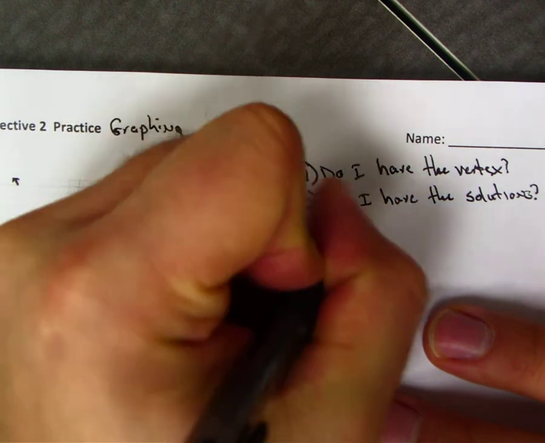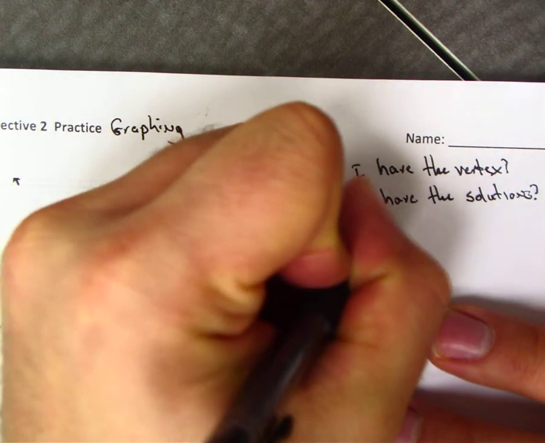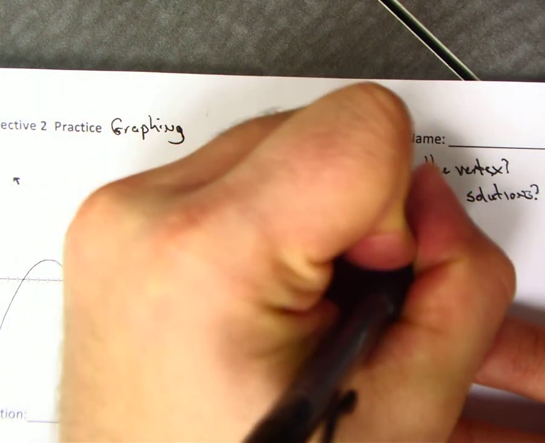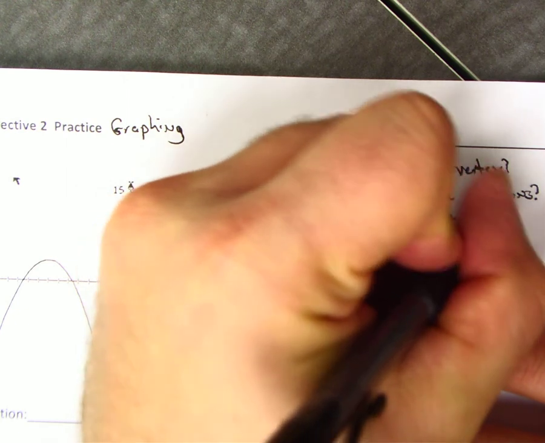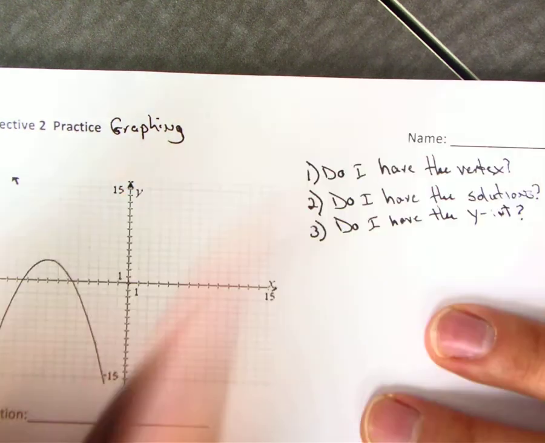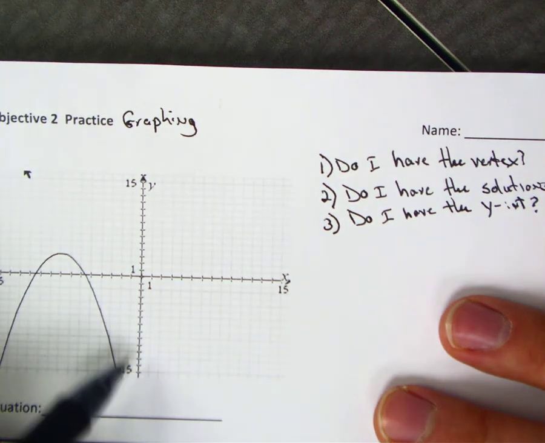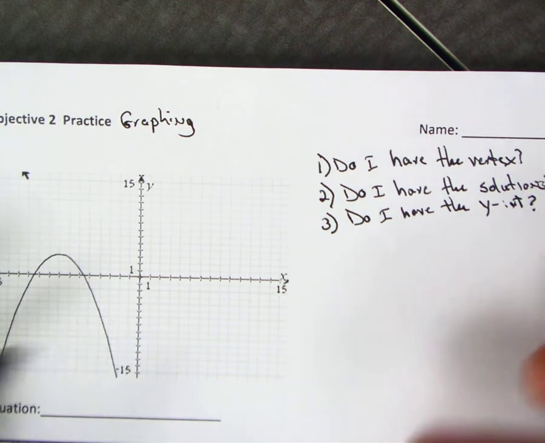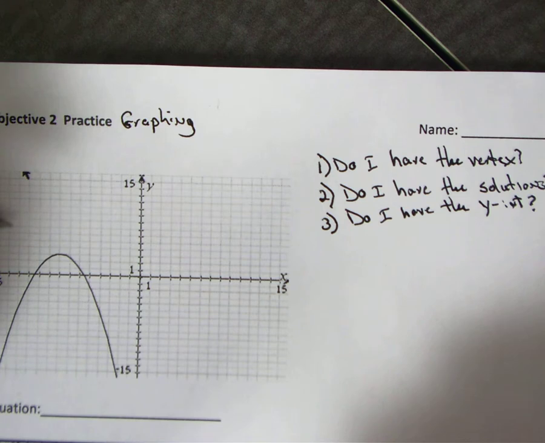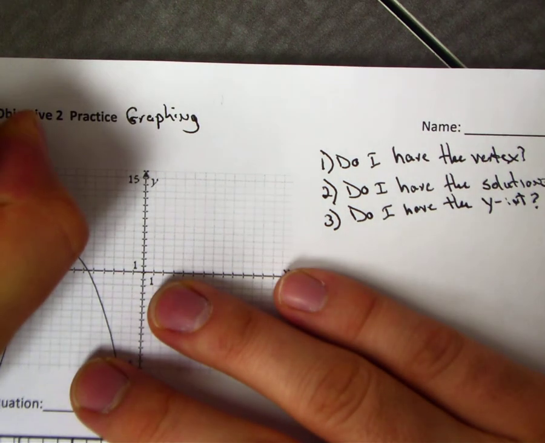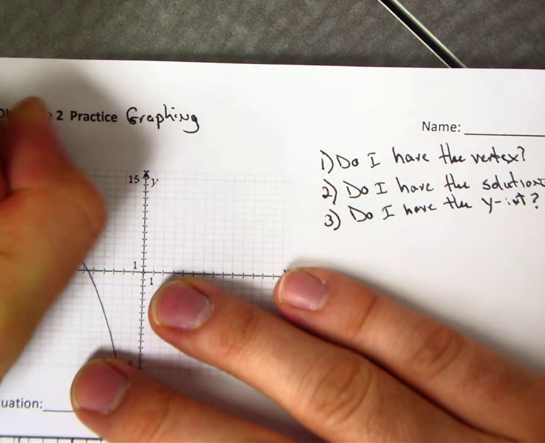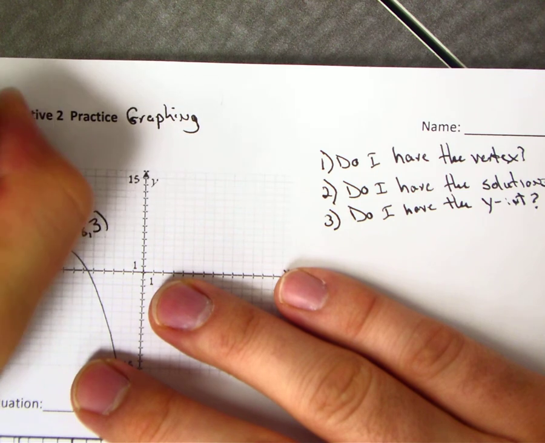I'm not quite sure. So I would be a little bit leery about using the solutions on that one, right? And then the last thing I ask is, do I have the y-intercept? Because if I have the y-intercept, then I can put it in standard form. Alright, I don't have the y-intercept on this one, so the only thing I can do on here is vertex form. And if I look right here at negative 8 comma 3, that is my vertex.